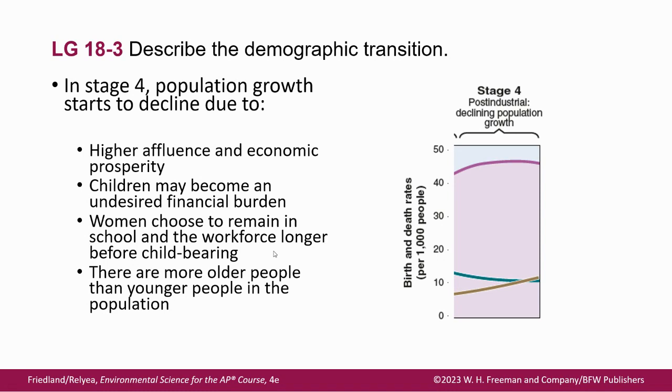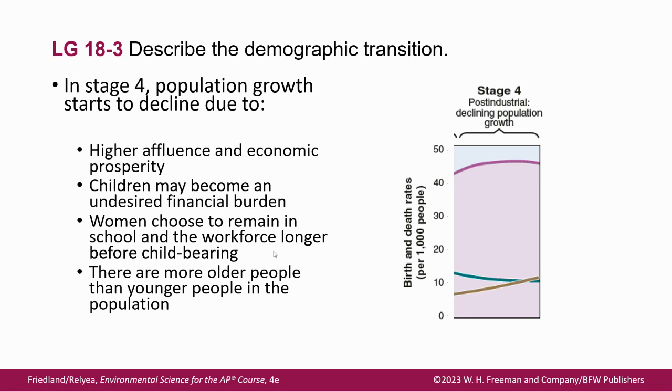Finally, in stage four, population growth starts to decline or level off. We have higher affluence and economic prosperity. Children may become an undesirable financial burden. Women choose to remain in school and the workforce longer before childbearing, and there are more older people than younger people in the population. That's kind of where the United States is at right now.